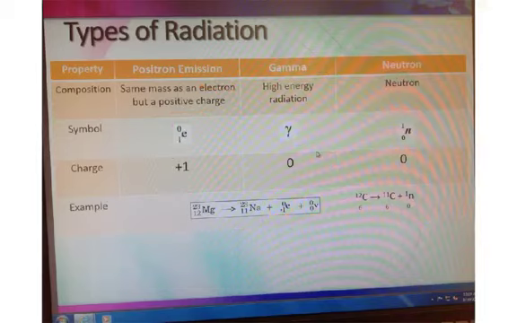I do want to reiterate that when you are talking about nuclear particles, this number up here represents the mass.